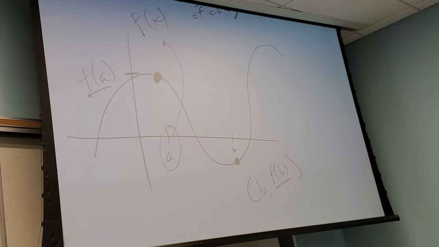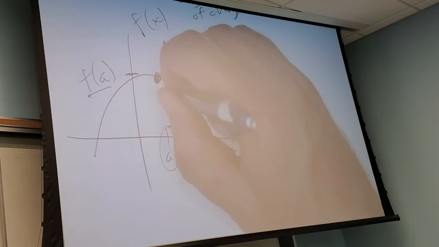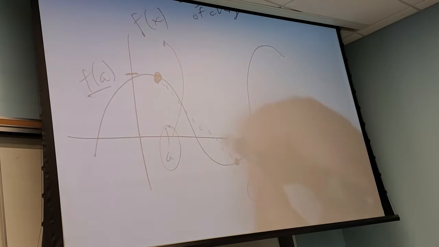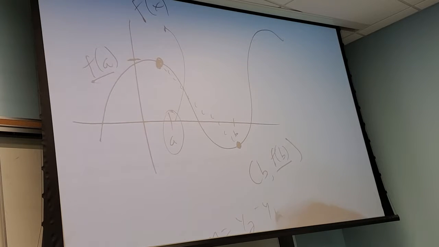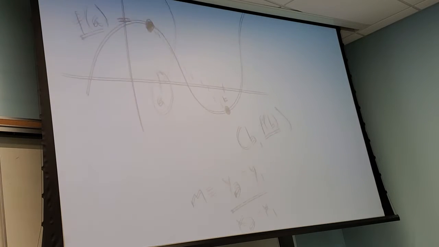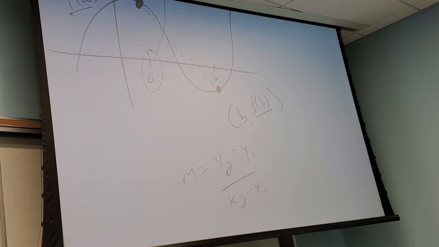And how do you find the slope between these 2 points? If it's a straight line, how do you find the slope between any 2 points? x2 minus x1, y2 minus y1. What goes on top? Well, y2 minus y1 over x2 minus x1. So what does it have to do with the problem we're talking about?